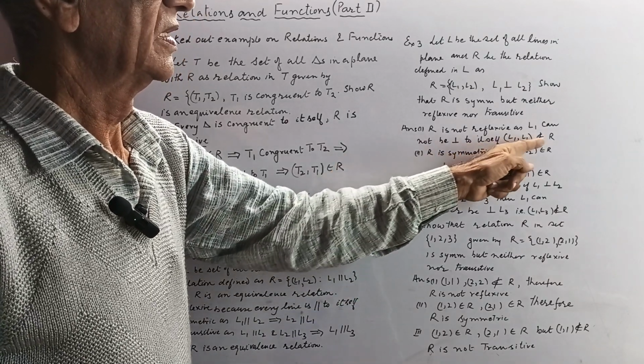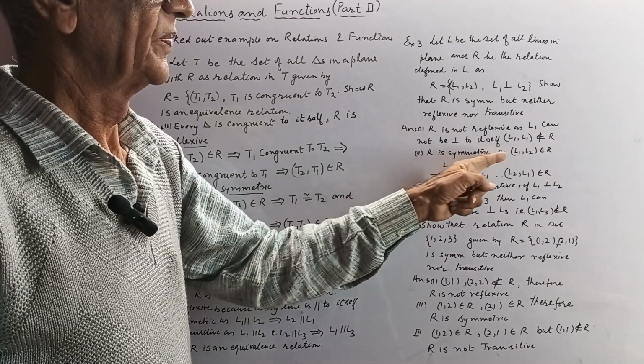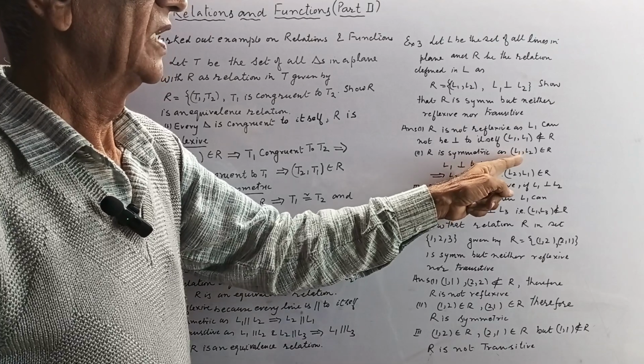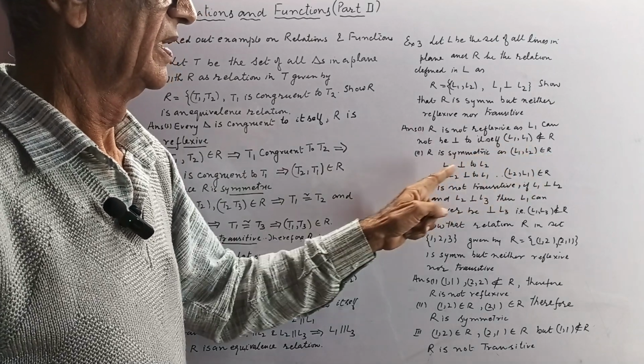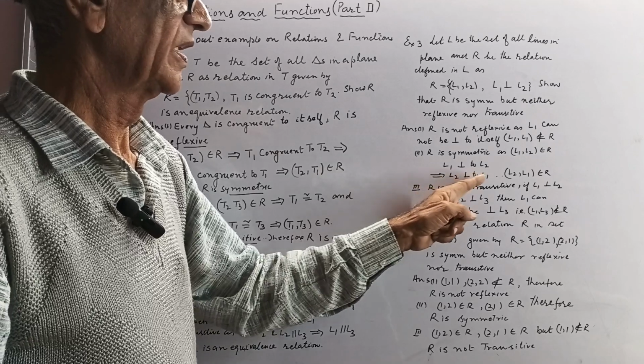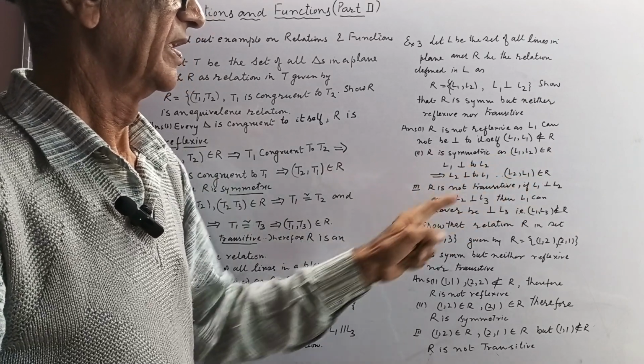(L1, L1) doesn't belong to R. R is symmetric as (L1, L2) belongs to R. L1 is perpendicular to L2 implies L2 is perpendicular to L1, so (L2, L1) belongs to R.